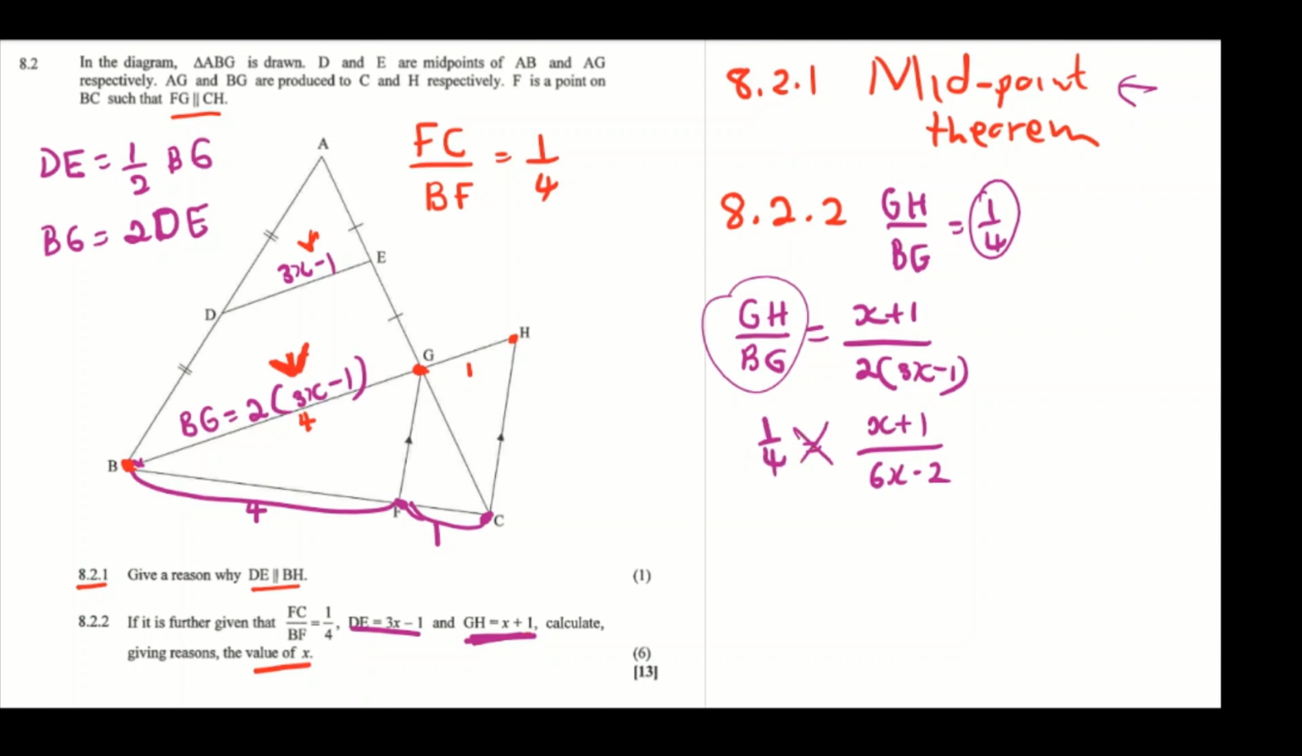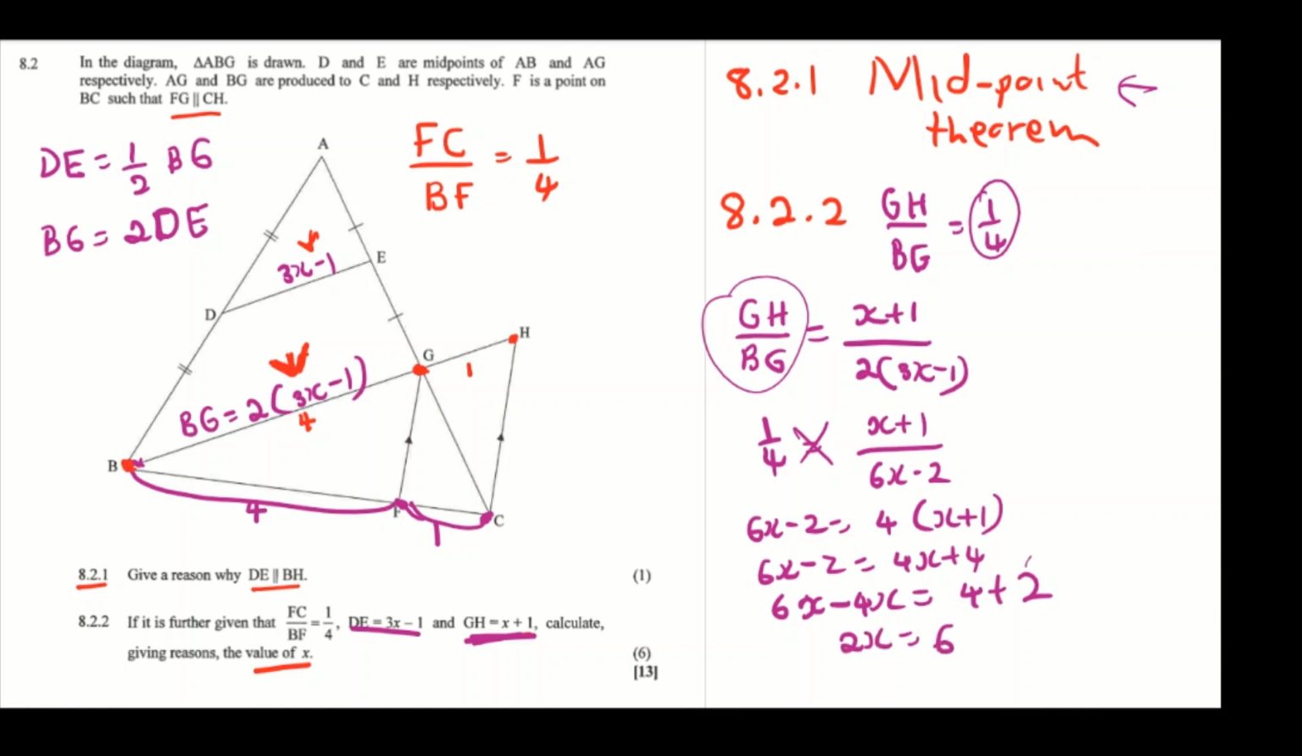Now we're going to do cross multiplication to solve for x, right? So if we cross multiply, we're going to have 6x minus 2 equals 4 times x plus 1, right? And then 6x minus 2 is equal to 4x plus 4. And then collect the like terms, we have 6x minus 4x equals 4 plus 2. And then here we're going to have 2x is equal to 6. Divide by 2 on both sides, we have x being equal to 3. So this is the value of x that we are looking for in this problem.